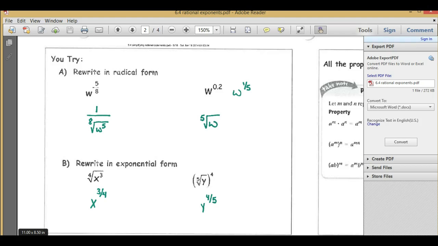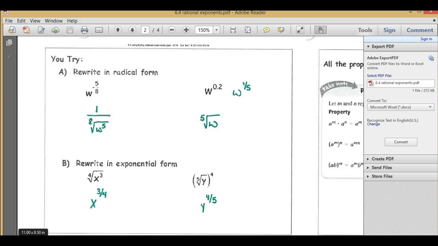So we want to rewrite in radical form, so that means we need that radical symbol. Again, that negative brings it down to the basement. 8 is in the denominator, so that's why it's the 8th root of w to the 5th. Next one, again, notice it is that decimal, so it's 2 over 10, because 2 is in the 10th spot, but that reduces to 1 over 5. So then we get the 5th root of w. If you put the 1 in next to the w, awesome. If you didn't, you don't need it.